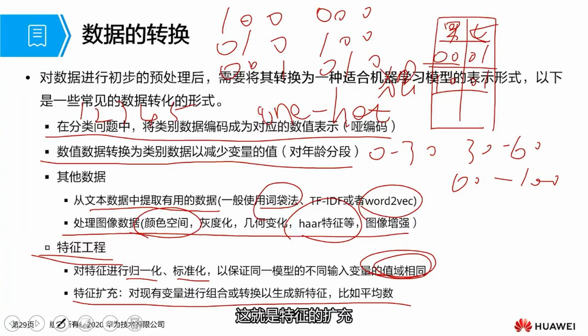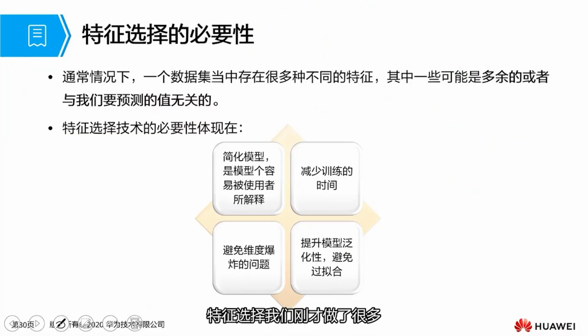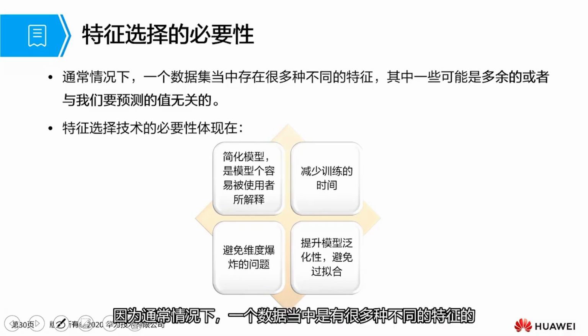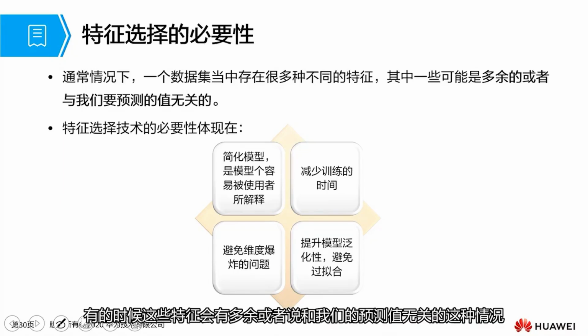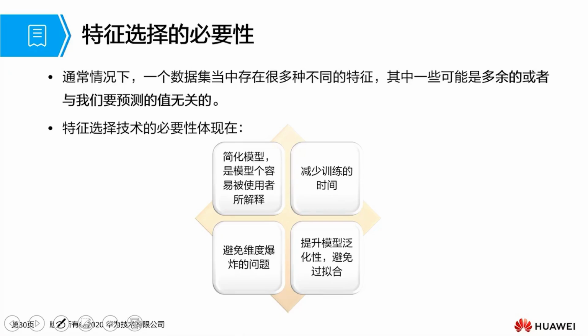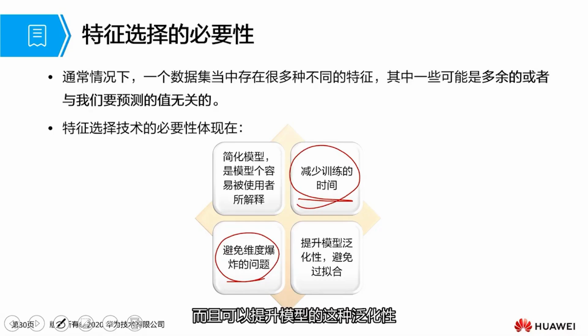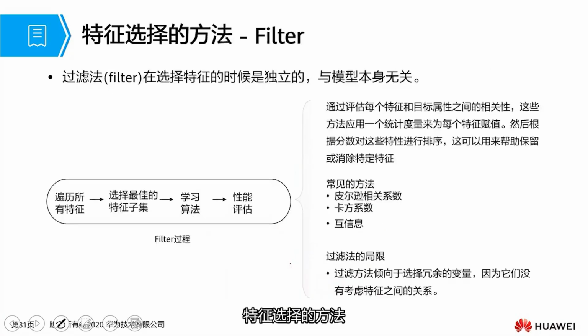Feature selection. We have just done a lot of feature expansion. Is there a necessity for feature selection? It is very necessary. Usually, in most cases, a dataset has many different features. Sometimes these features may be redundant, or unrelated to our predicted values. At this point, we need to perform feature selection. It can simplify the model and make it easier to interpret. It can also avoid the issue of dimension explosion, and reduce the training time, right? The amount of data is reduced, so the training time is naturally reduced, and it can enhance the generalization of the model.